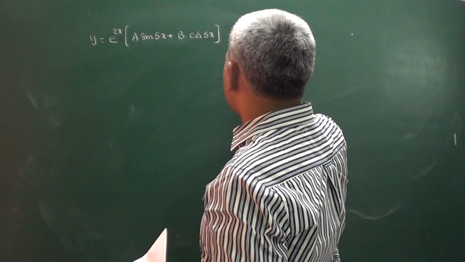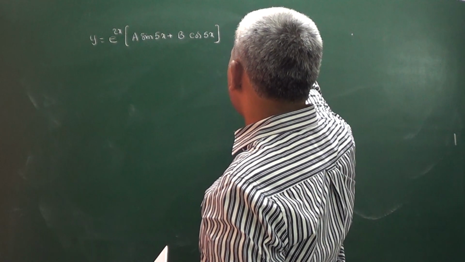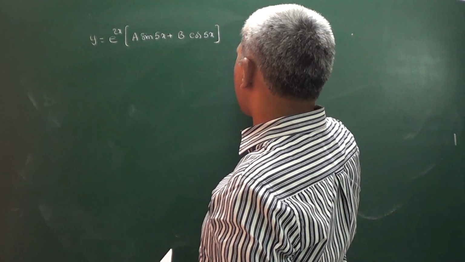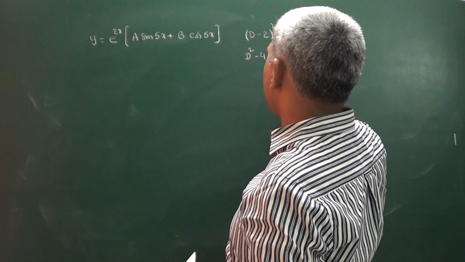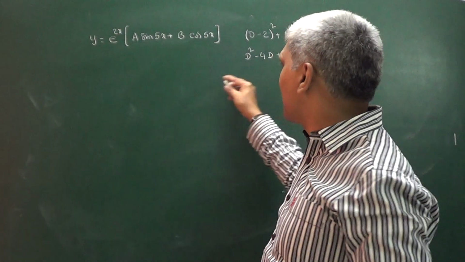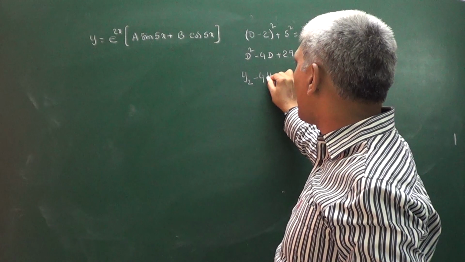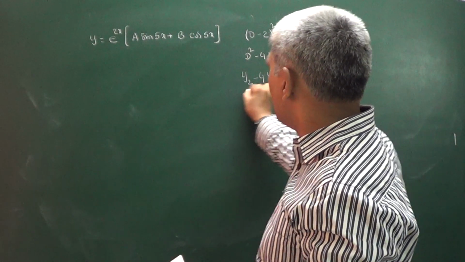Directly what we can write this one as? This we can write as (D minus 2) whole square plus 5 square is equal to 0. That's what we can write: D square minus 4D plus 29 is equal to 0. That's why for this family of curves, the differential equation is given by y2 minus 4 times y1 plus 29 into y is equal to 0.